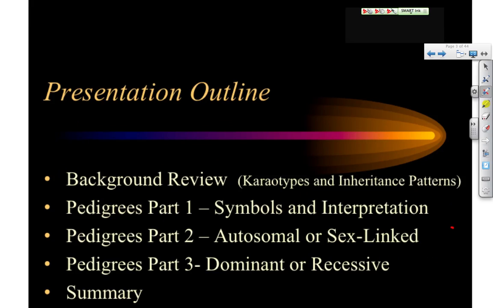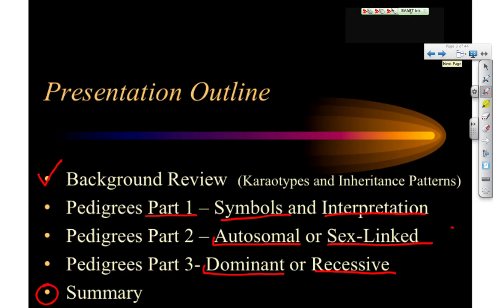We're going to break our presentation today down into a couple parts. First, we're going to go over some background and look at karyotypes, chromosomes, where those genes are, and what the inheritance patterns are that we understand. Then we're going to break our pedigree talk into three parts. In part one, we're going to go over the symbols of a pedigree chart and how to interpret them. In part two, we're going to talk about how to determine whether or not a trait is autosomal or sex-linked, and what that is. And in part three, we're going to go over how to determine if a trait is dominant or recessive. And then we'll talk about a little bit of summary.